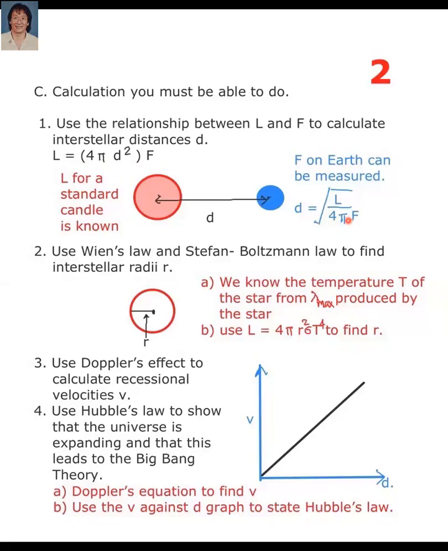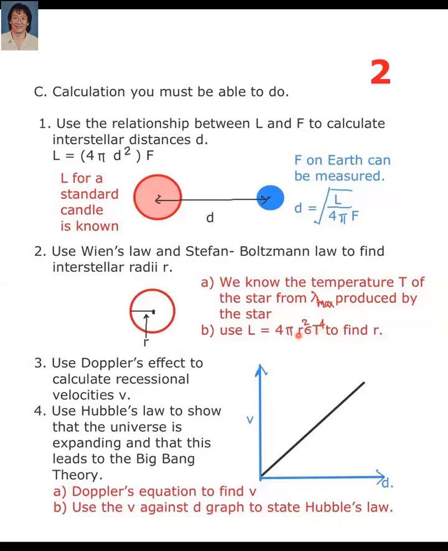Then, in order to calculate stellar radii, you need to use Wien's law and the Stefan-Boltzmann law. From Wien's law, we will know the temperature T of the star from the maximum wavelength produced by the star. Then we use L equals 4 pi r squared, Stefan constant, T to the power 4, to find r. Because luminosity is known, and temperature is known from Wien's law, you can find r.